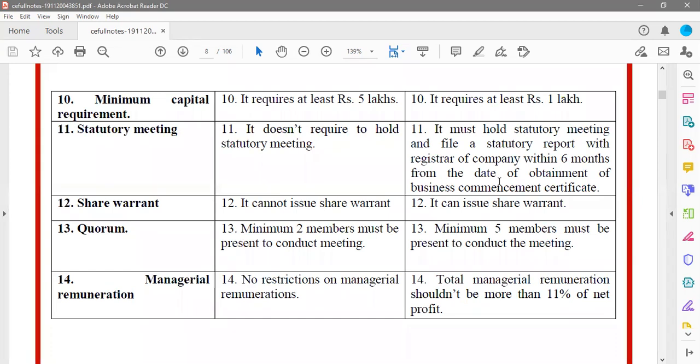Now for a public company, you want the incorporation certificate as well as the commencement of business certificate, correct? You want two major certificates here. So once they hold the statutory meeting, that statutory meeting has to be held within 6 months from the time they have received the business commencement certificate.